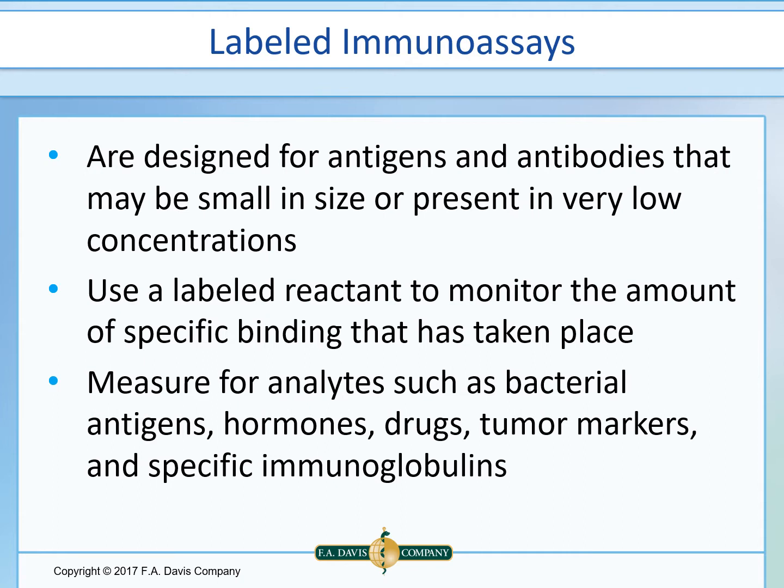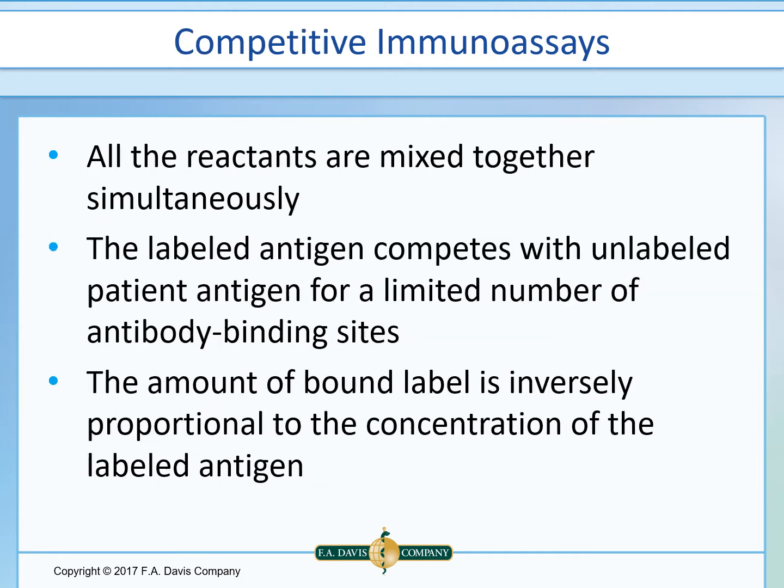The presence of antigens or antibodies is determined indirectly by using a labeled reactant to detect whether or not specific binding has taken place. Labeled immunoassays can be used to measure analytes such as bacterial antigens, hormones, drugs, tumor markers, and specific immunoglobulins. There are two major formats for all labeled assays: competitive and non-competitive. Current techniques include the use of fluorescent, radioactive, chemiluminescent, and enzyme labels.